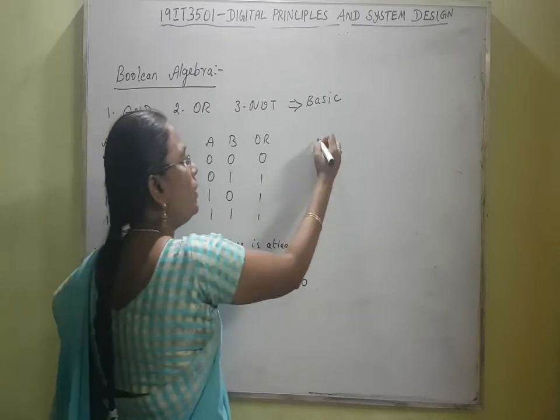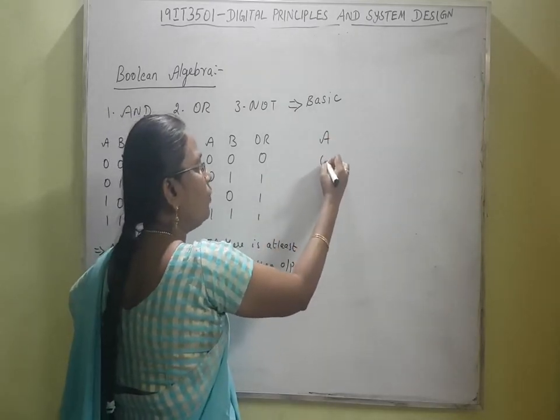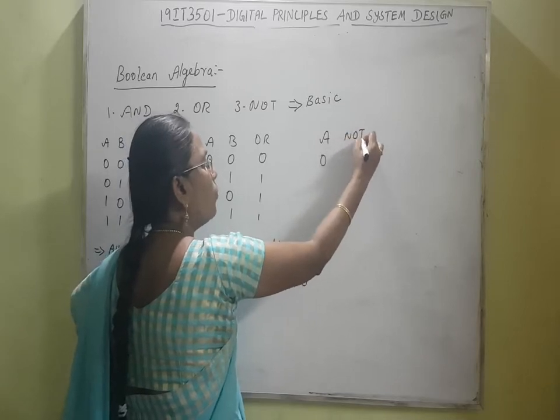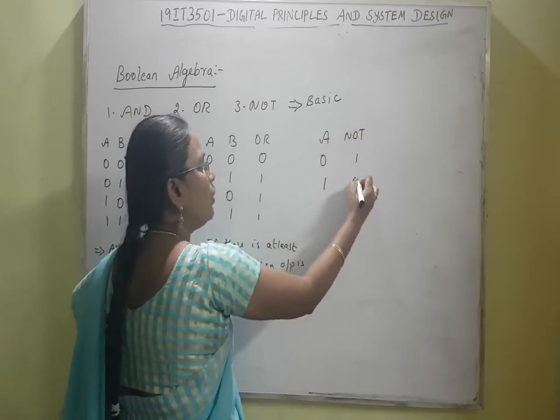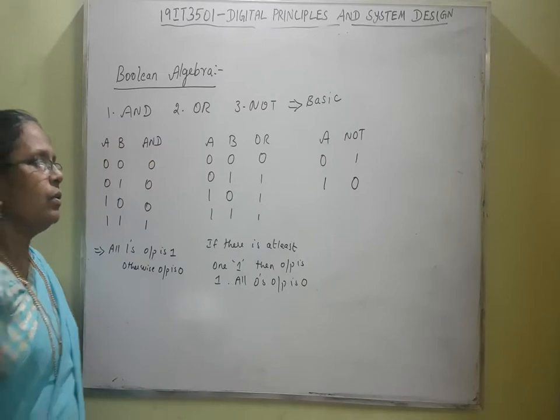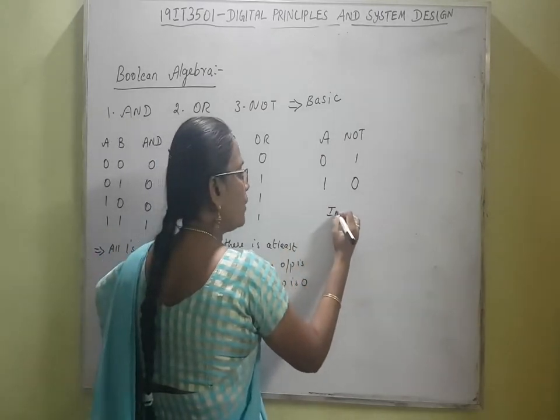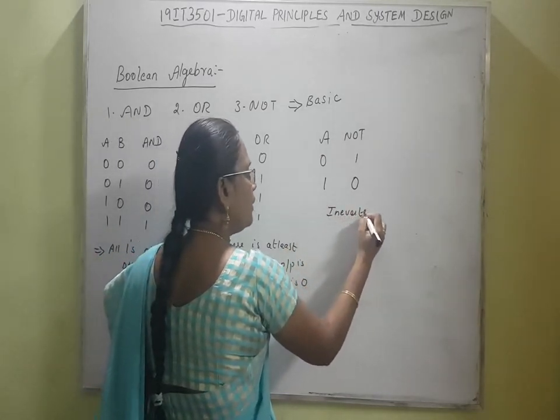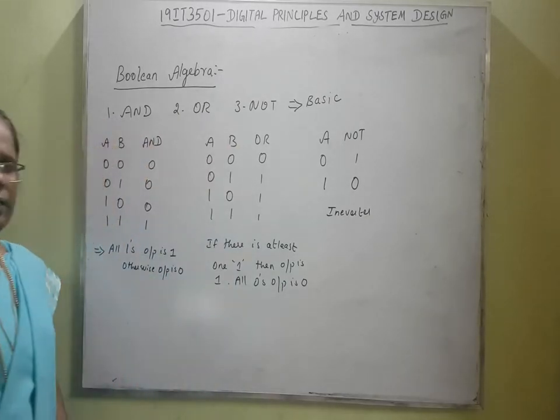The next one is the NOT gate. If you have a 0, you have a 1. If you have a 1, you have a 0. It is like an inverter. If it is a 0, we have a 1, and if it is a 1, we have a 0.